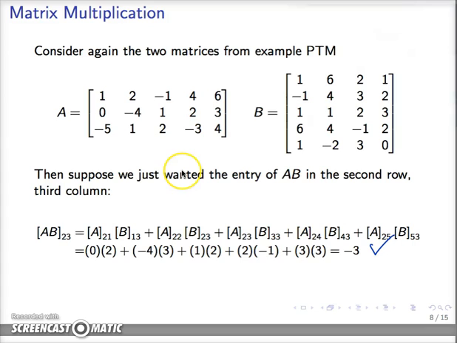Okay, so if you only need specific entries of the product, then you could go and apply this definition or this theorem, if you will. But you could also compute the matrix product as we previously defined with linear combinations of columns, and then you could just take a look at the specific position you're interested in.